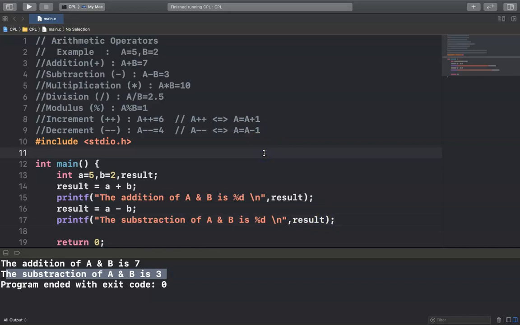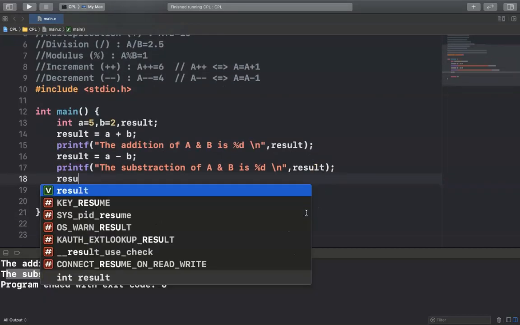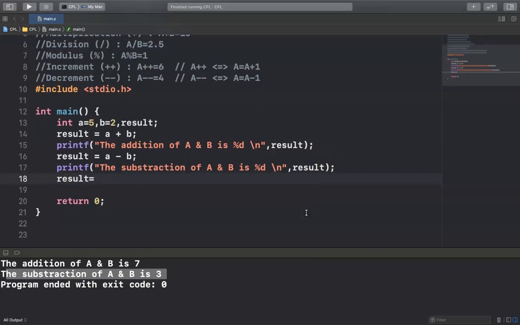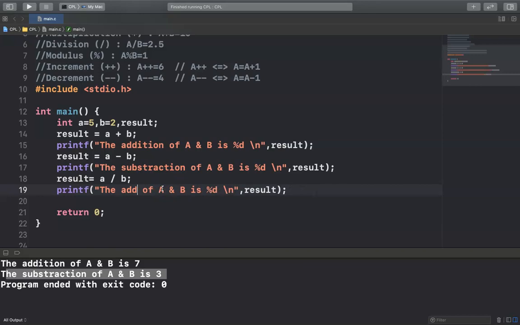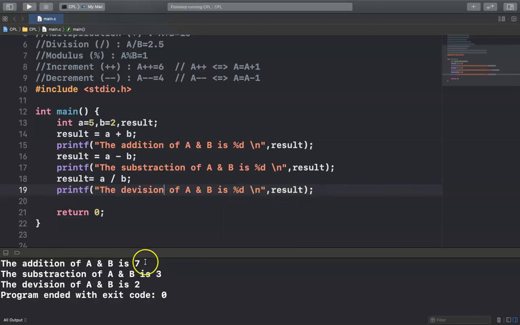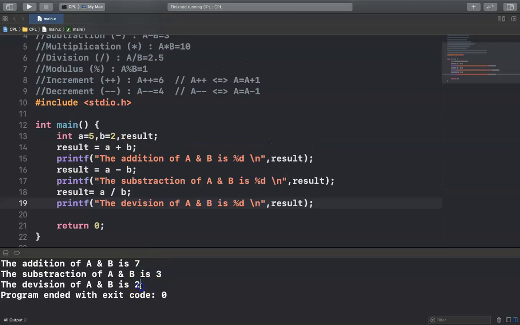And let me give an example of division. Result equal to A divided by B. And then I print the result. The division of A and B is, let me run it, but you will see the result is 2. It's not 2.5. Why is it 2 here?